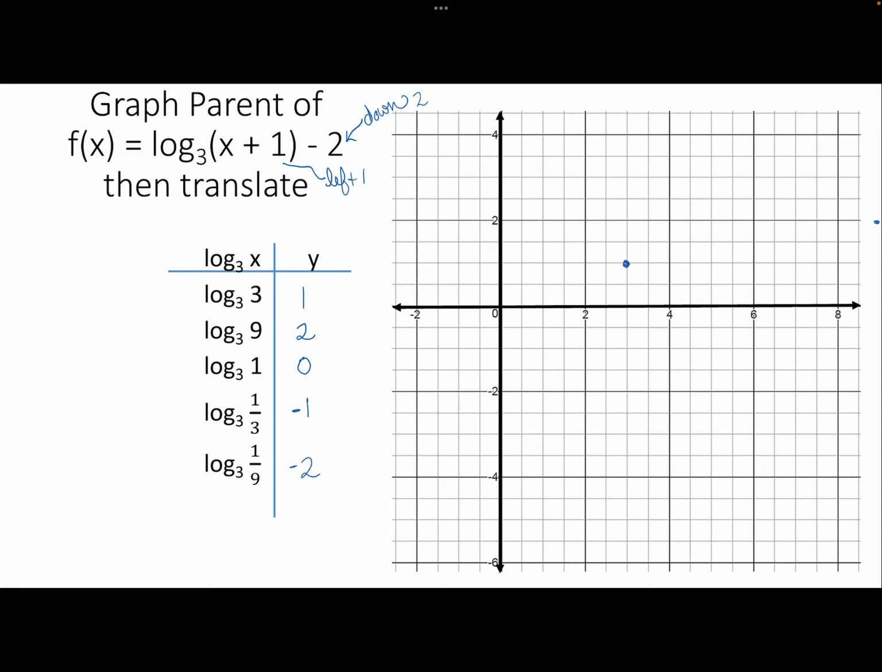When x is 1, y is 0. When x is 1/3, y is a negative 1. And when x is 1/9, y is a negative 2. So we get a graph that looks like this.